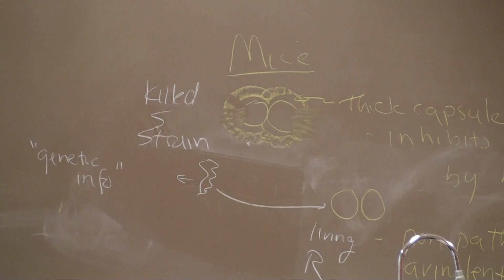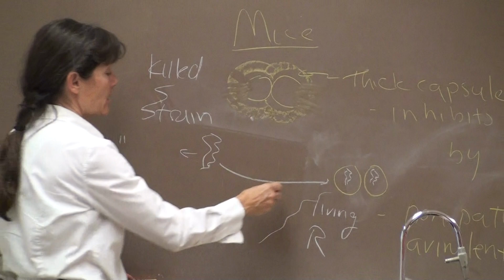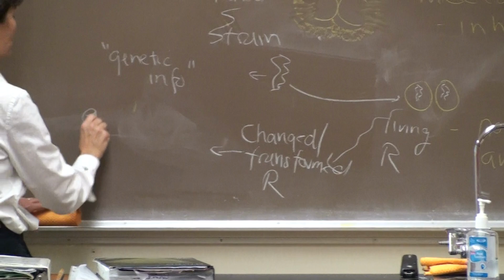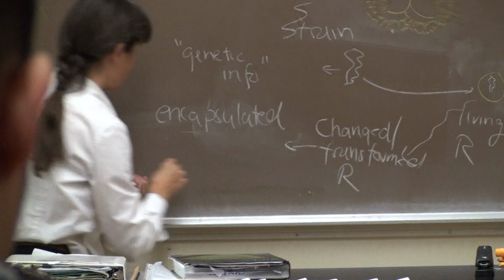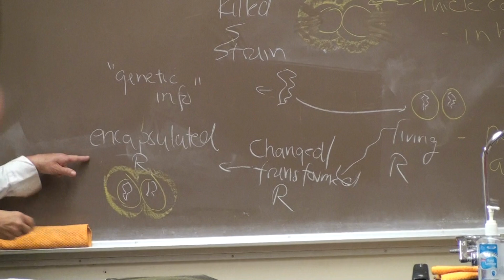And by taking up that genetic information, it changed or transformed the R cells into capsule-producing bacteria. So this genetic information is taken up, and we'll just show it as these squiggles in here, because remember, nobody knew what it was. The genetic information transformed the R cells into encapsulated R cells, meaning they make a capsule, which would look like this. And encapsulated R cells look exactly like what? It just looked like a living S strain, right?